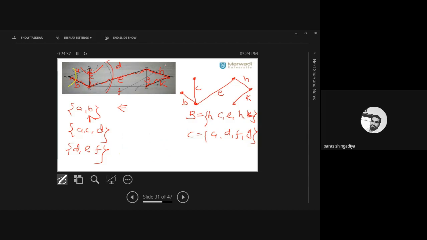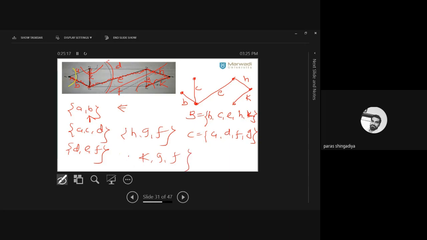Okay, and then we can consider HGF. Delete H, G, and F. H is the branch and G and F are chords. So that is also a cut set. Clear? H is here, G here, and F here. Delete these and this part will be disconnected from the rest. So HGF is also a fundamental cut set, because H is the only branch and G and F are chords. Okay, one more is given here, that is KGF.